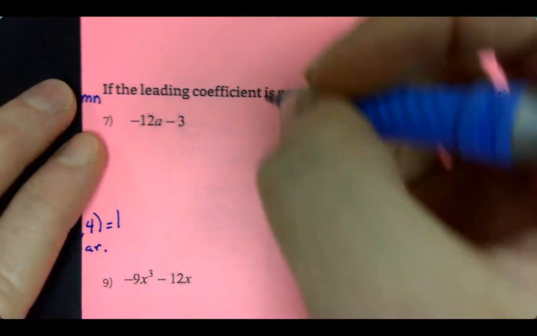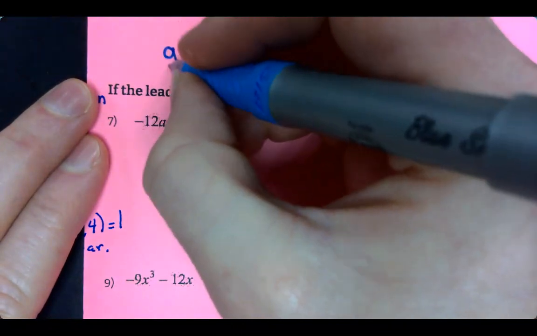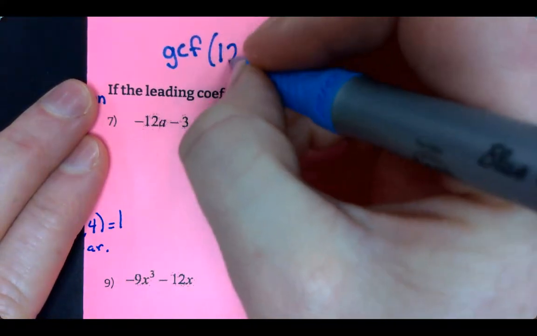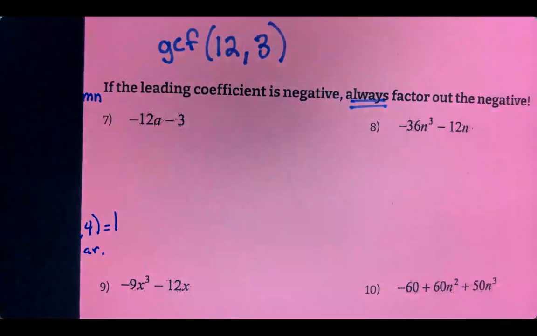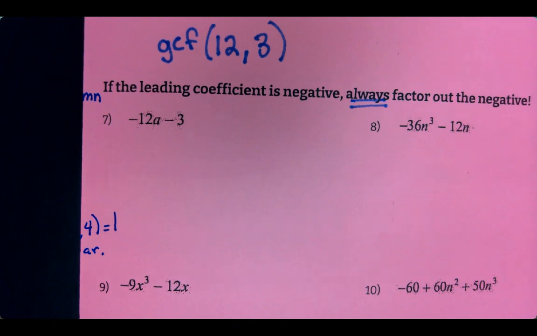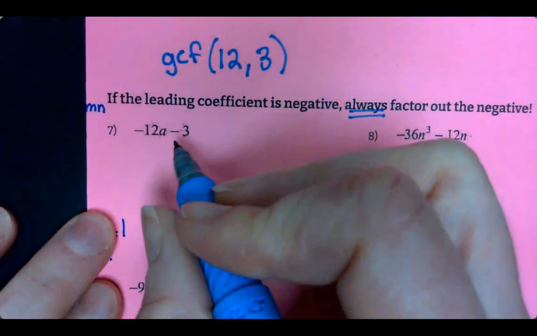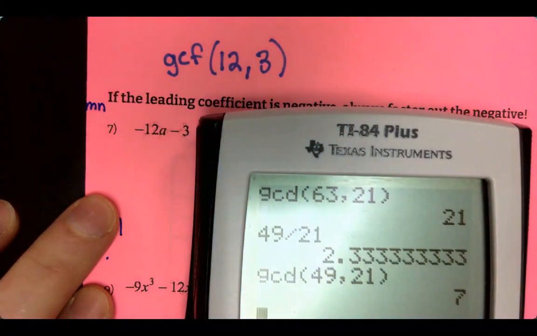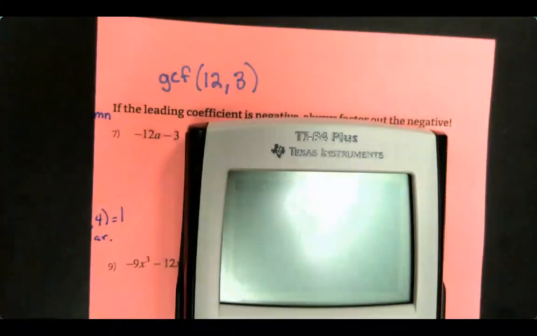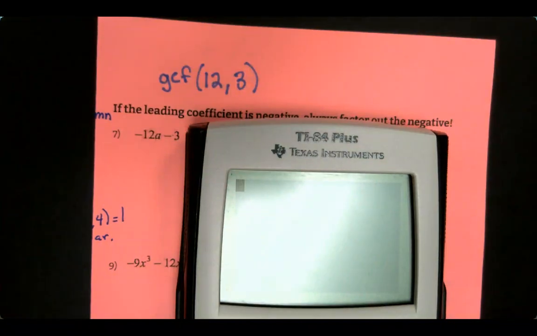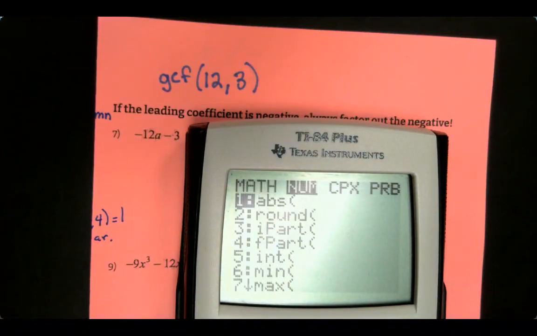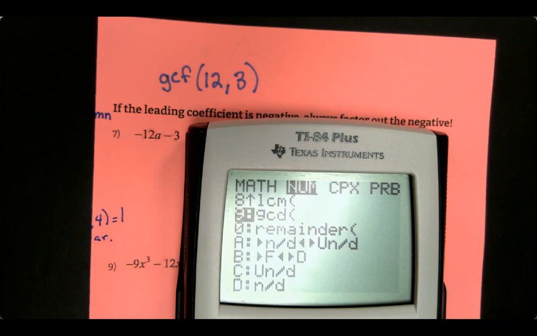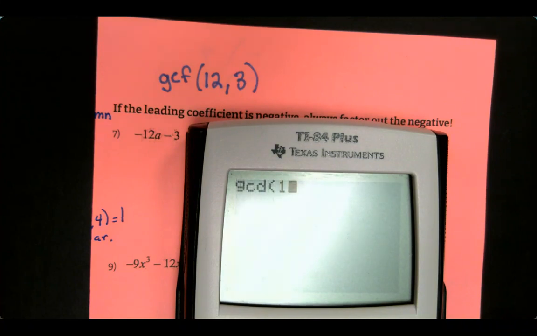So when we do our GCF or GCD in our calculator, we're going to do 12 and 3. You can go ahead and put that in the calculator to find your GCF. So on here, we're going to factor out a negative, but in order to find our GCF, we can use our calculator like we did yesterday. And you can't put negatives in there when you do your GCF. So what you'll do is you'll go math, over to number, and then go to GCD, number 9. We can put in 12 and 3.